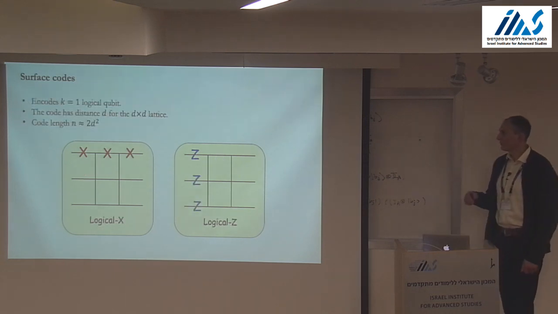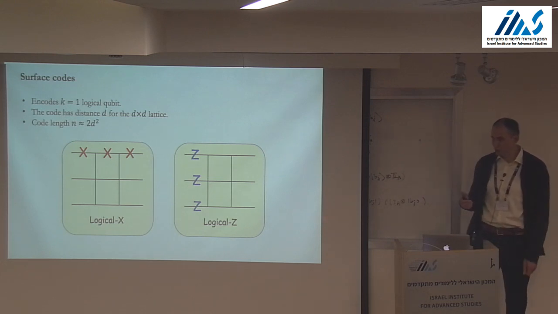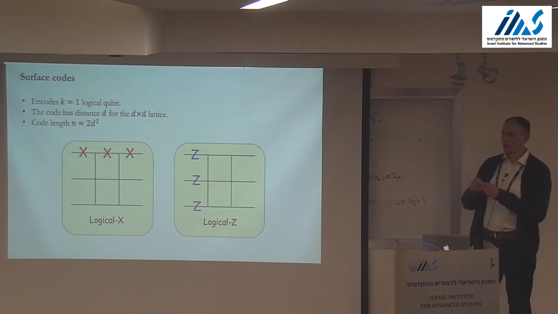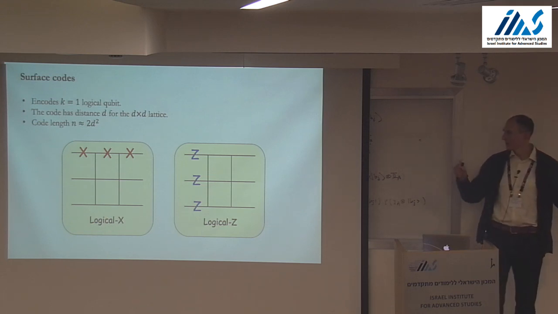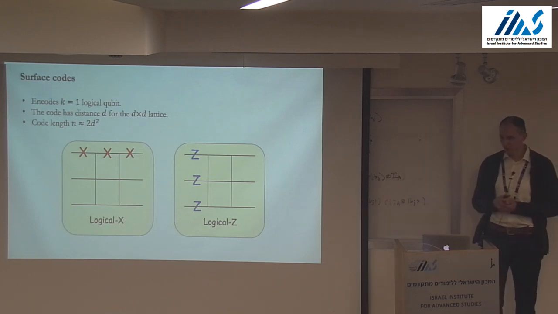And this code encodes one qubit, only one qubit, and logical Pauli operators acting on this encoded qubit can be chosen as shown here. So these are strings of Pauli X and Z connecting opposite boundaries of the lattice.